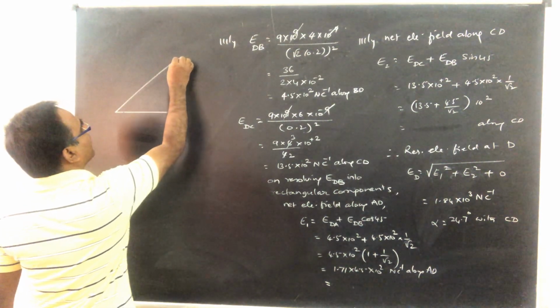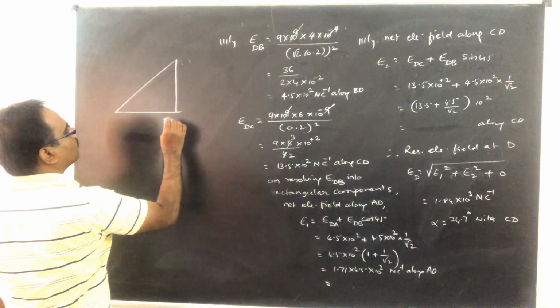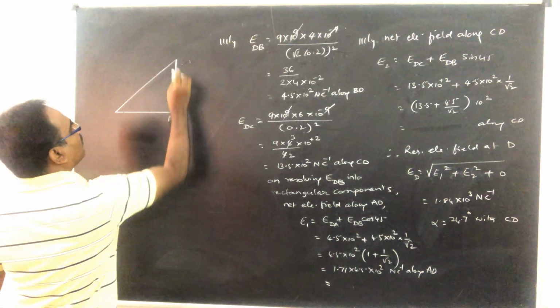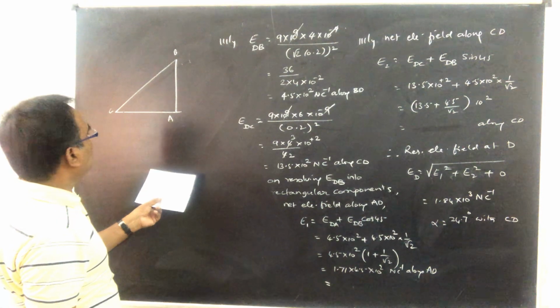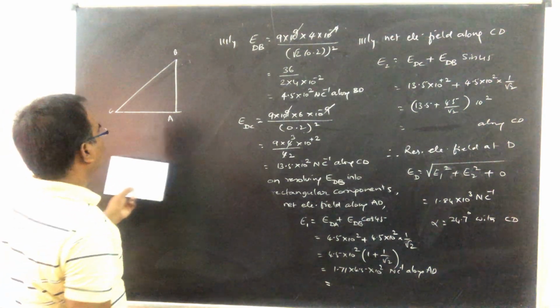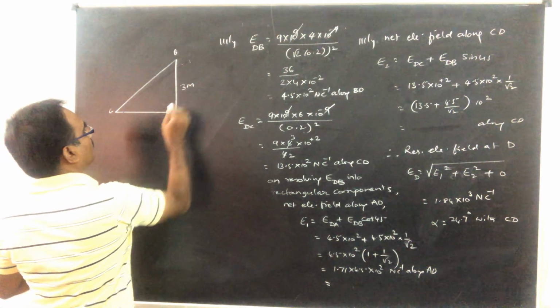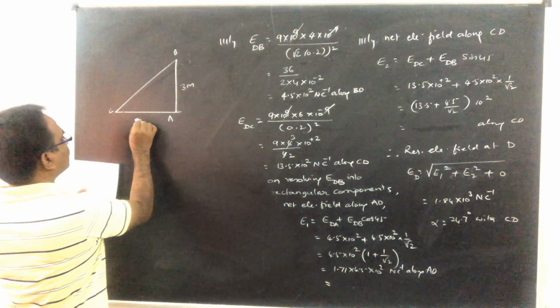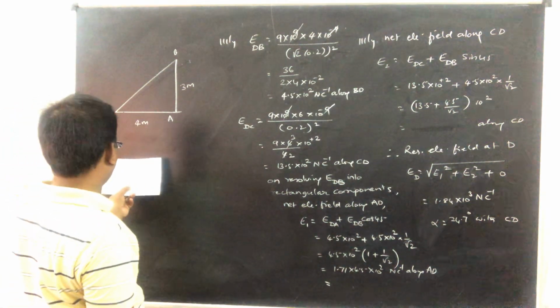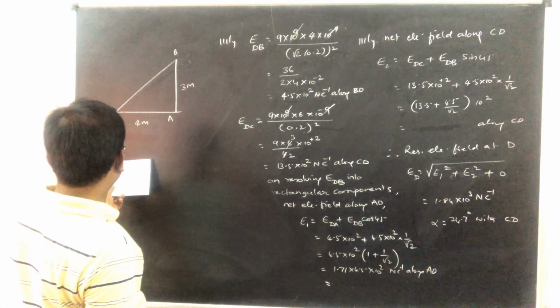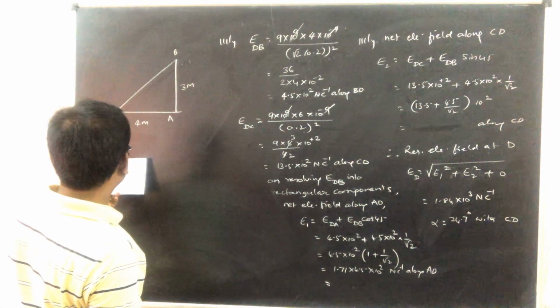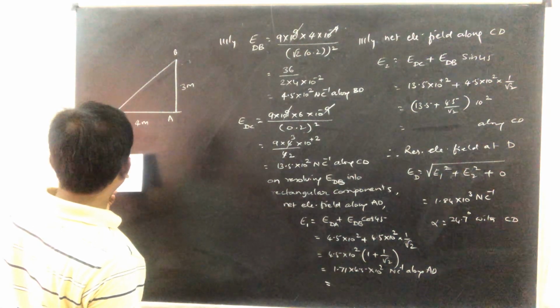Here there is a right angle triangle, A, B, C. AB is given as 3 meter. This AC is given as 4 meter. And two charges, 10 microcoulomb and 20 microcoulomb, are placed at the corners of hypotenuse BC.